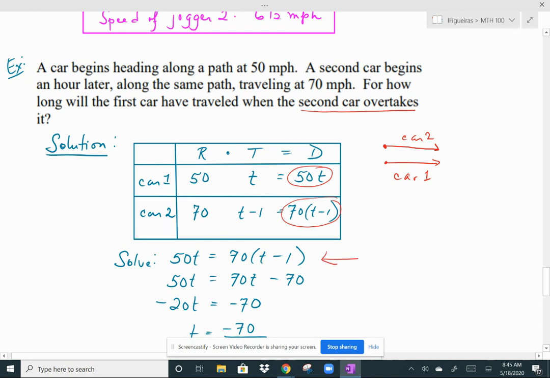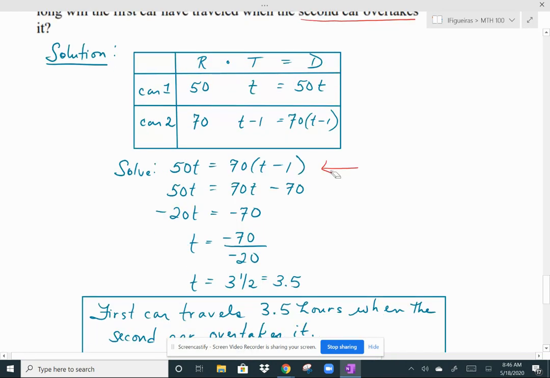Now, all you have to do is solve for t. It's pretty straightforward. On the right, you have to distribute the 70. So we get 50t equals 70t minus 70. Then I subtracted 70t from both sides so that my t's are on the left, which gives me negative 20t equals negative 70. Then divide both sides by negative 20, and you get that t is 3.5, or 3.5 hours.